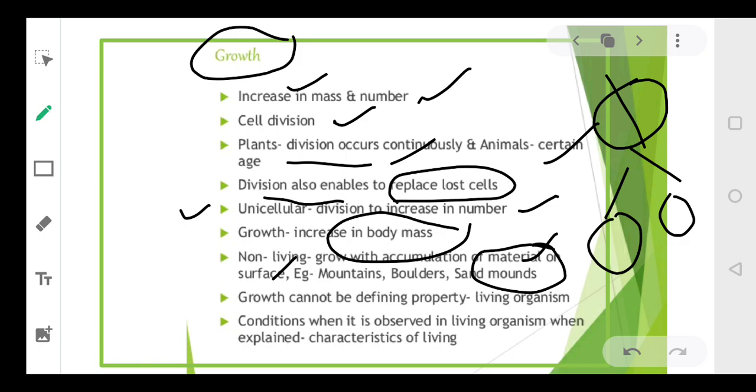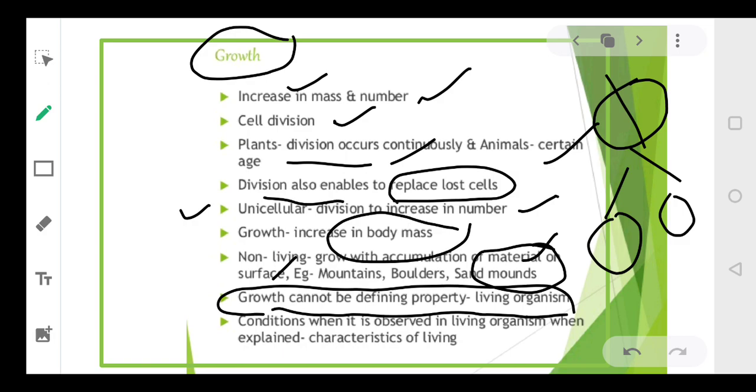While living things grow through cell division, by increasing in number and mass, growth can also be a property of non-living objects. So if we take only growth, it cannot be a defining property for living organisms. We cannot use growth alone for setting our standard that a particular substance is a living being, because growth is also seen in non-living things, right?